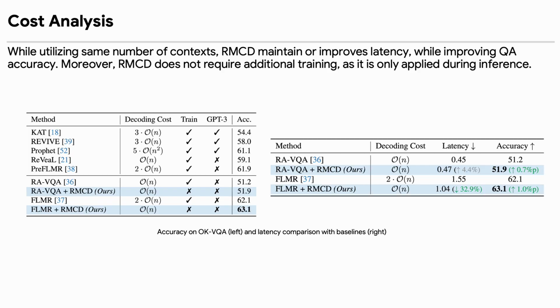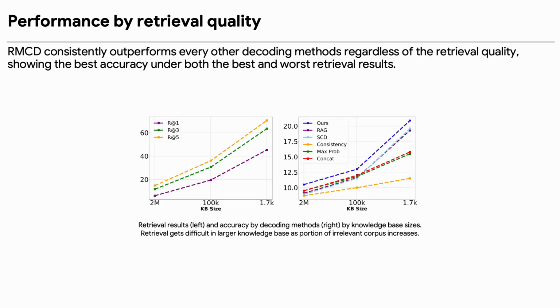RMCD also has advantages in terms of efficiency. Using the same number of contexts, RMCD improves accuracy while keeping latency similar or even reducing it. And because it requires no extra training, the deployment cost is very low. In other words, we can obtain gains purely from decoding, without retraining the retriever or the model.